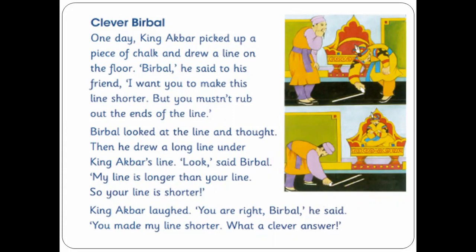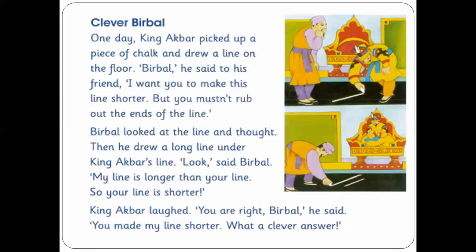One day, King Akbar picked up a piece of chalk and drew a line on the floor. Birbal, he said to his friend, I want you to make this line shorter. But you mustn't rub out the ends of the line.